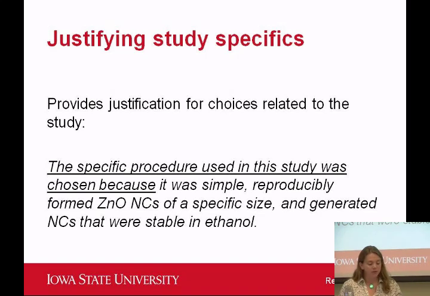The specific procedure used in this study was chosen because it was simple, reproducibly formed NCs of a specific size, and generated NCs that were stable in ethanol. So we have three rationales here about why the specific procedure was chosen. What we have is this sort of argument, this justification of how the authors ended up with the specific details of their study. And this could be important to include in the beginning of the results section because it might highlight the actual results that you got.